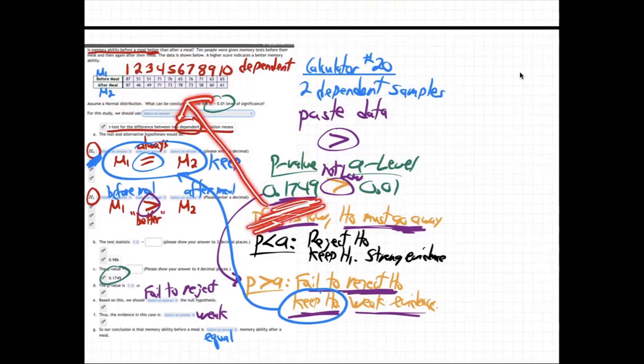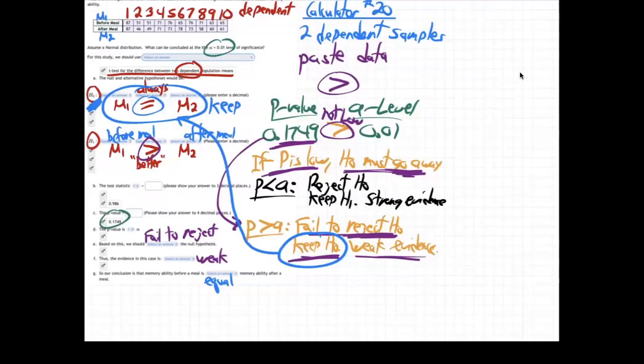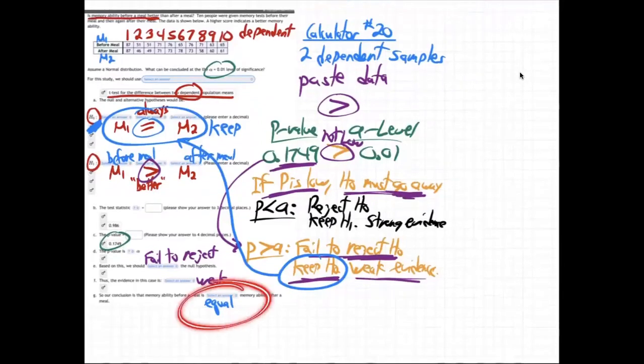That's too high. Anything higher than 1% chance of luck, we're not going to consider strong evidence. So we're like, nah, it's not strong evidence. We think they're basically equal. There's not really a big difference. And so there we go. It all came from calculator number 20. And so that's how we do that.